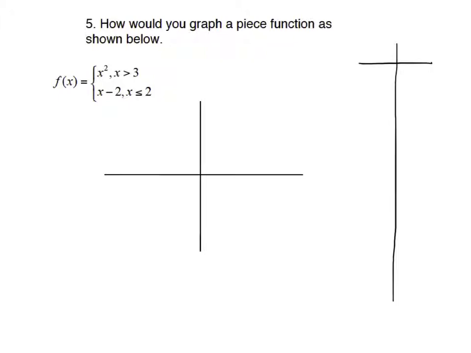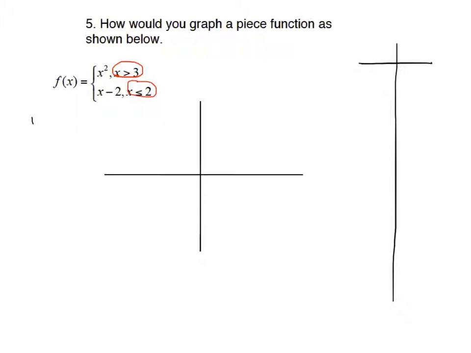First of all, I'm going to take a look at the domains here. Any value greater than 3, I'm going to plug into x squared. And any value less than or equal to 2, I'm going to plug into x minus 2. Now I see that there is a hole between 2 and 3. That means nothing exists in that area there. Let's go ahead and get started.